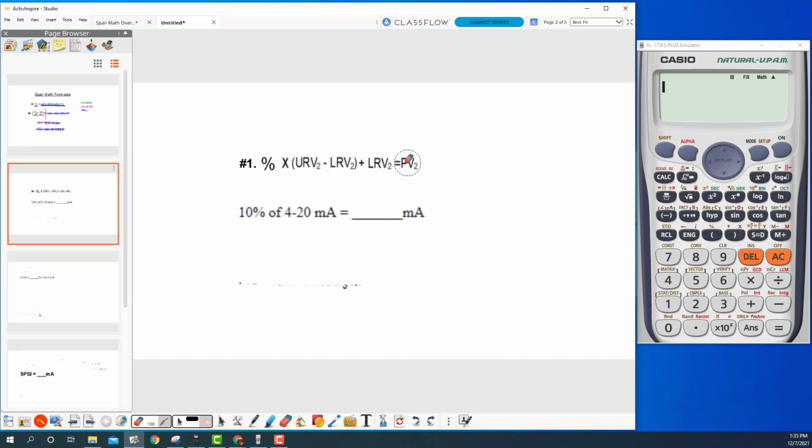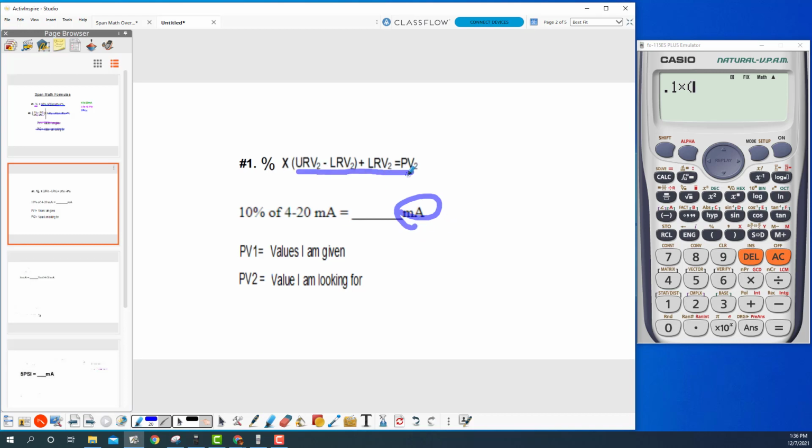Now that we know what formula to use, we have to figure out what numbers to plug in where. Keep in mind that my number one numbers are the values I'm given, and my number two numbers are the values I'm looking for. In this case, I'm given a percentage, so we're going to punch that into our calculator. 10% would be 0.1. If it was 50%, that would be 0.5. If it's 1%, that would be 0.01. I'm pretty sure you're familiar with all of that. So 10% is 0.1. Then we hit our multiplication sign, open parentheses, and put in the values of the numbers that I'm looking for. So what am I looking for? Well, I'm looking for a milliamp.